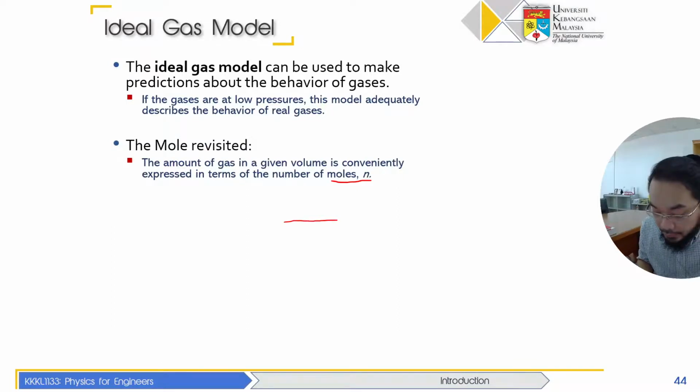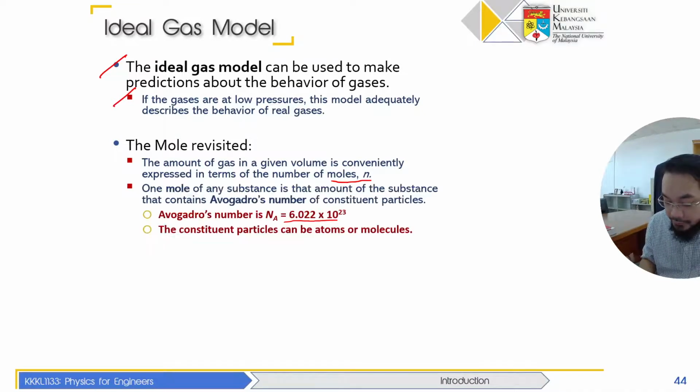The ideal gas model can be used to make predictions about the behavior of gases. If the gases are at low pressures, this model adequately describes the behavior of the real gas. And then we can quantify the gas by knowing the number of moles. You know that 1 mole is equal to Avogadro's number, which is basically 6 times 10 to the power of 23 molecules or atoms in 1 mole.